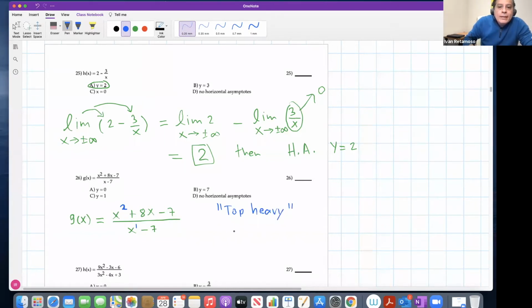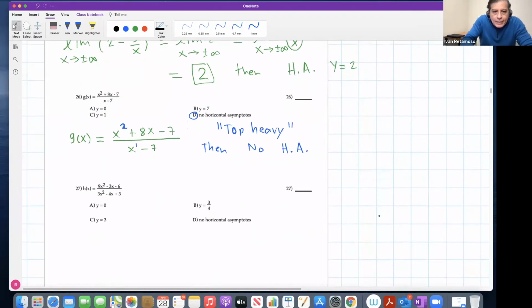And we have a rule, right? If our rational function is top heavy, then we immediately say no horizontal asymptote. You follow, guys? If your rational function is top heavy, then you have to say no horizontal asymptote. Indeed, for these top heavy functions, when the difference of the two degrees is 1, they show what is called a slant asymptote. But no horizontal asymptote, so you answer here with no horizontal asymptote. Very good.